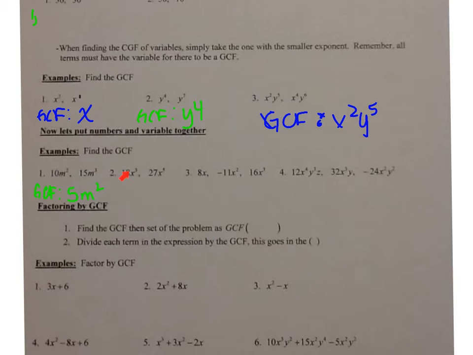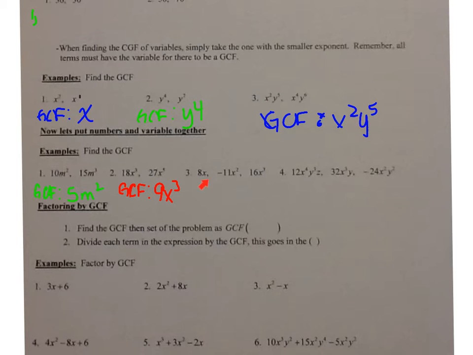Number 2, 18x to the third, 27x to the fifth. So what's the largest number that divides into 18 and 27? What do you think? So that would be 9, right? 9 times 2 is 18, and then 9 times 3 is 27. X to the third, x to the fifth, that would be x to the third. So my GCF is 9x to the third.